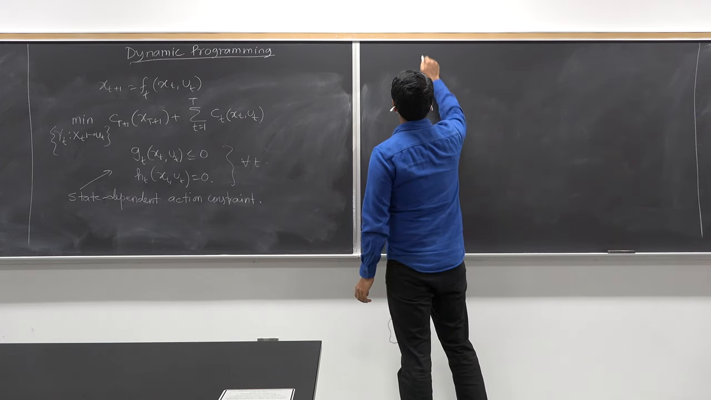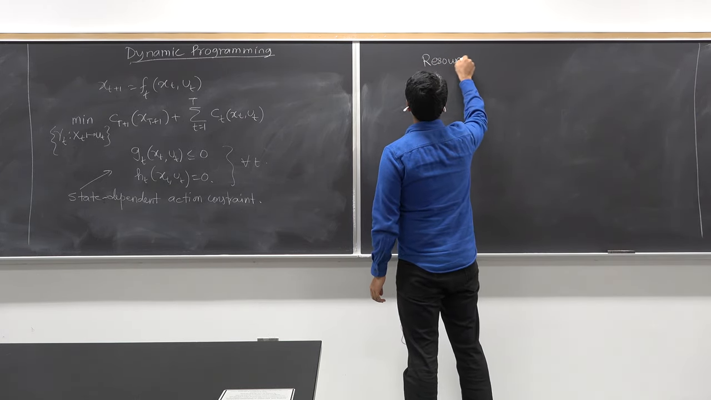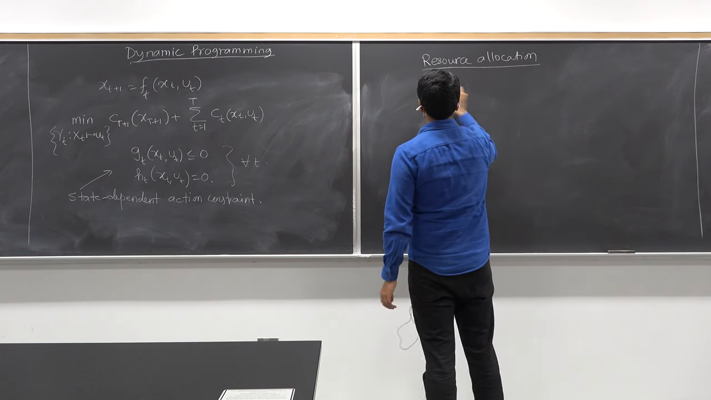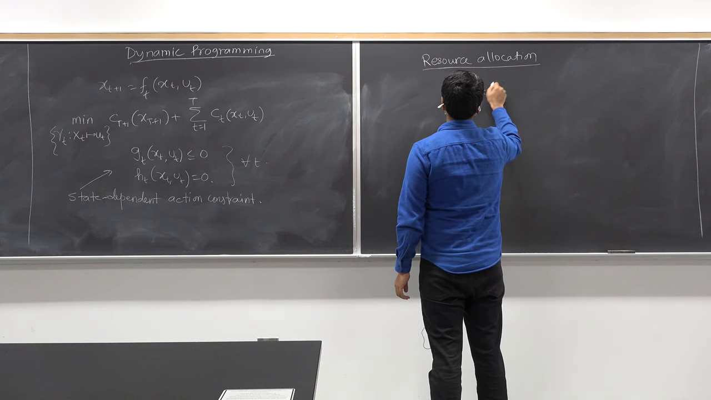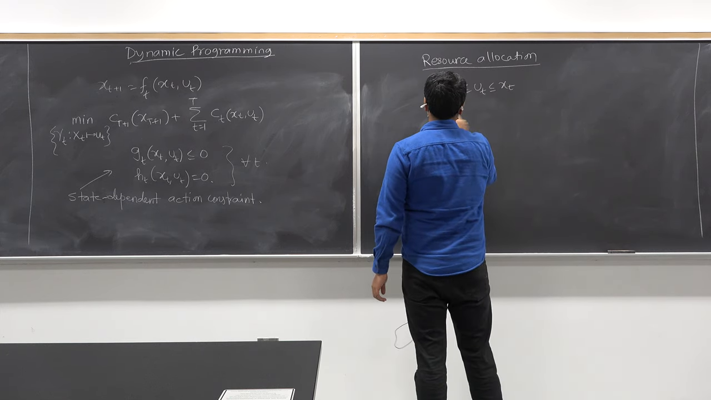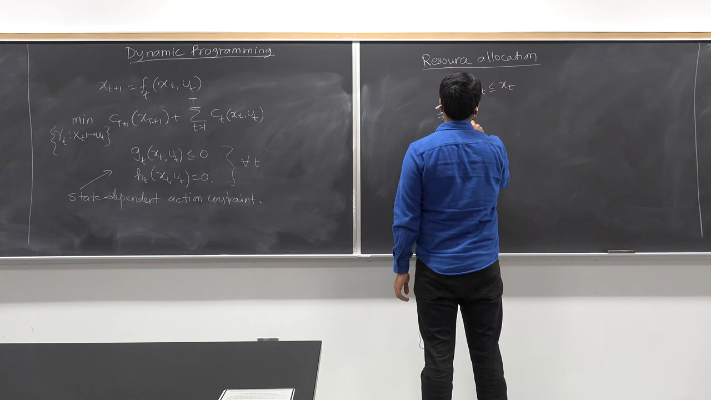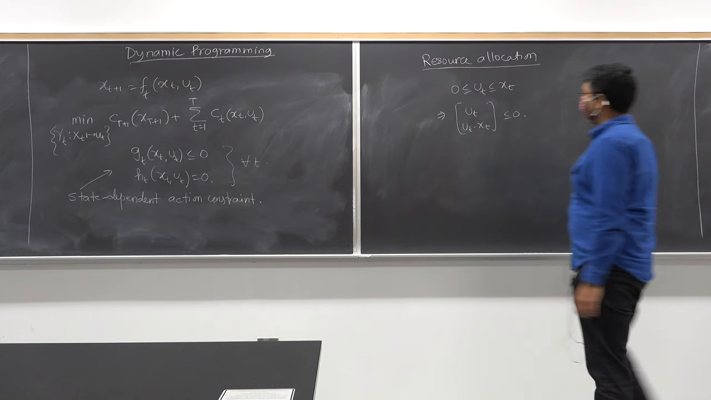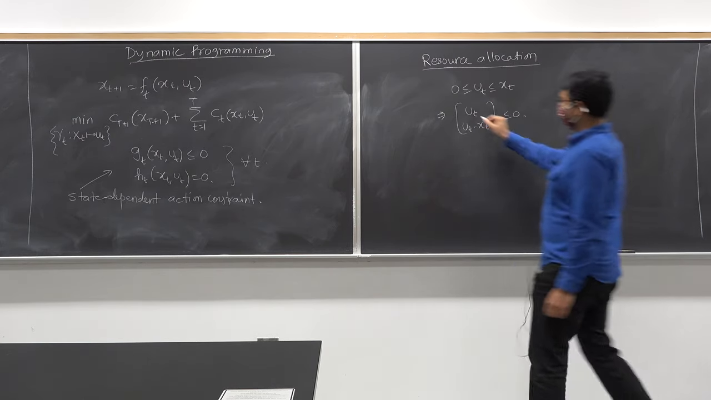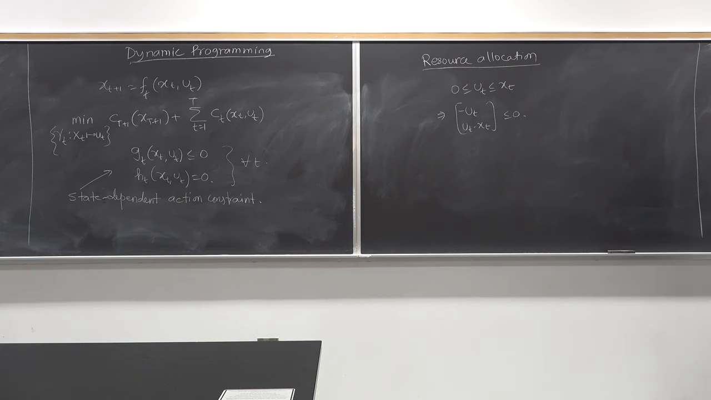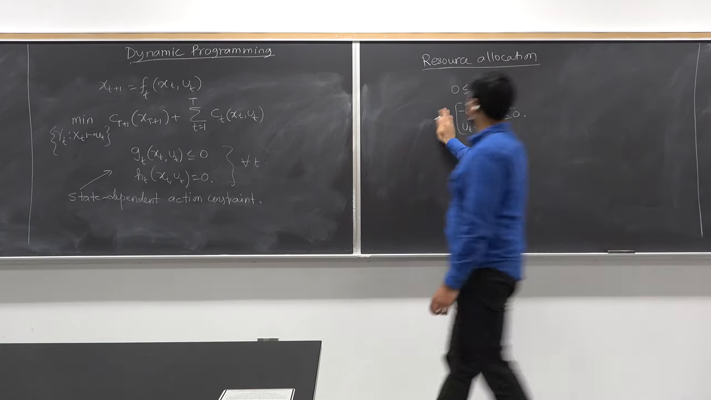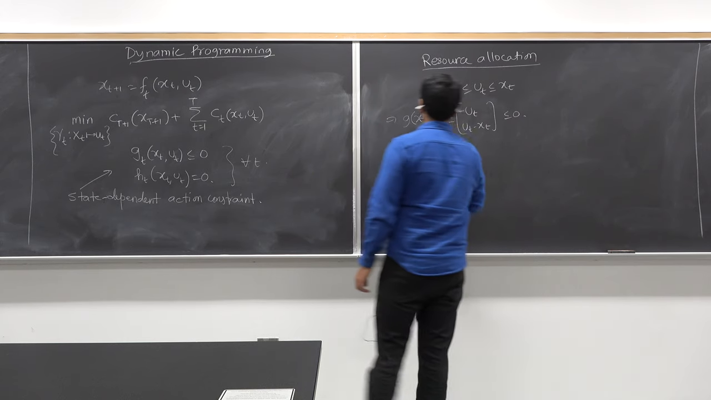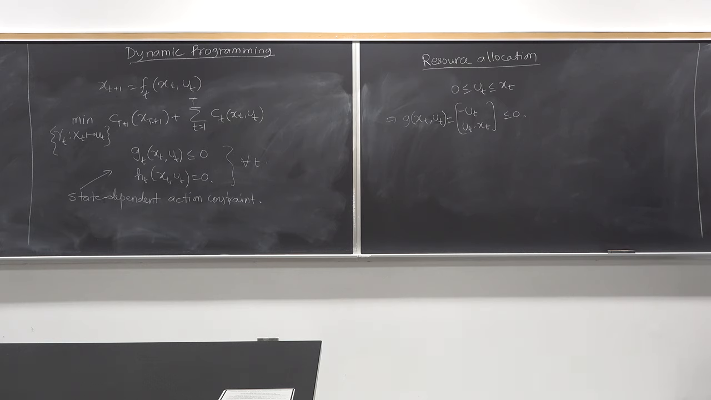So if you recall from the previous class, in the resource allocation problem, we had 0 less than or equal to ut less than or equal to xt, which you can write as ut minus xt less than or equal to 0. So this is my g of xt comma ut.